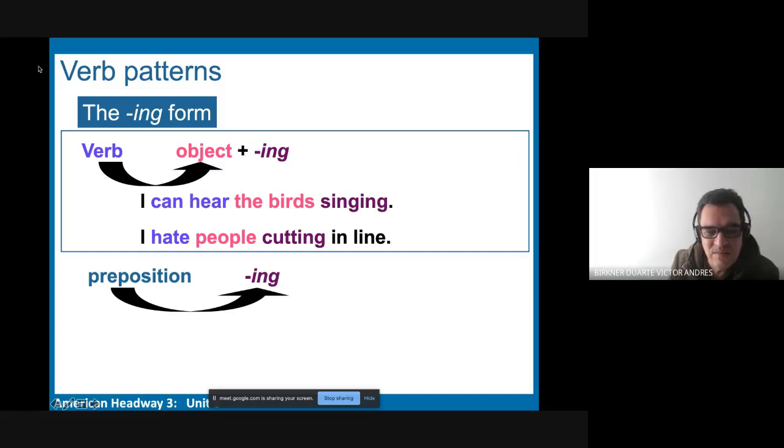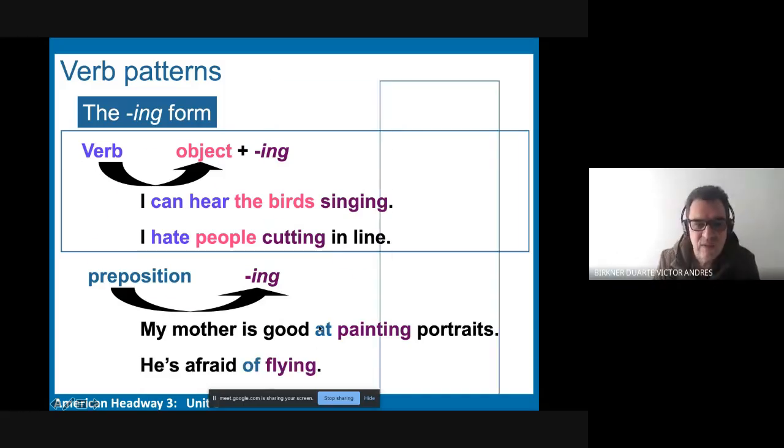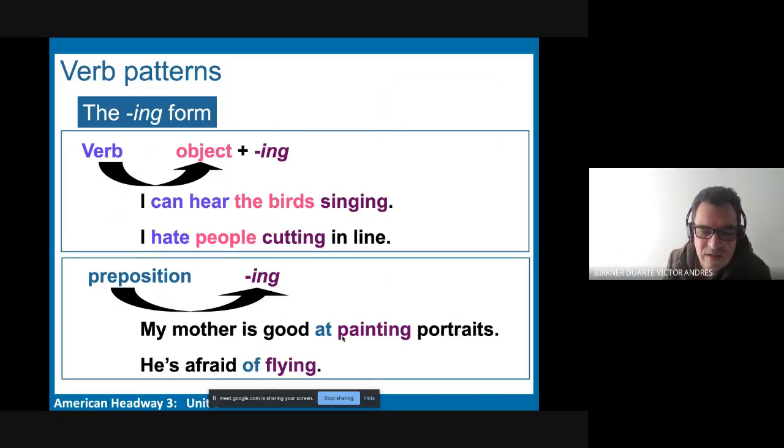Preposition plus ing. Whenever we have a preposition, we have to use the ing form. Right? That is something that is common sense, right? My mother is good at painting portraits. The preposition in this case is at. Right? He's afraid of flying. The preposition here is of.